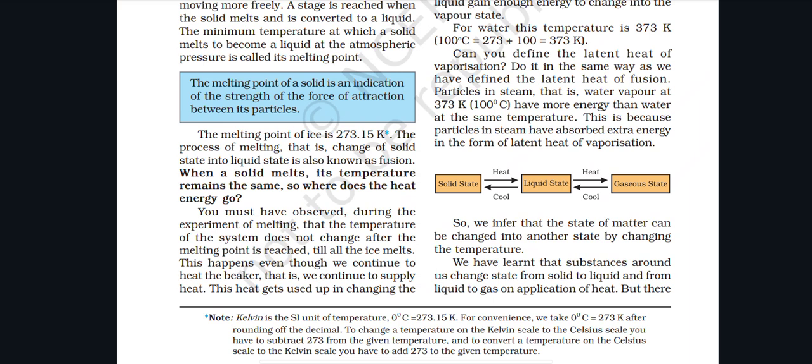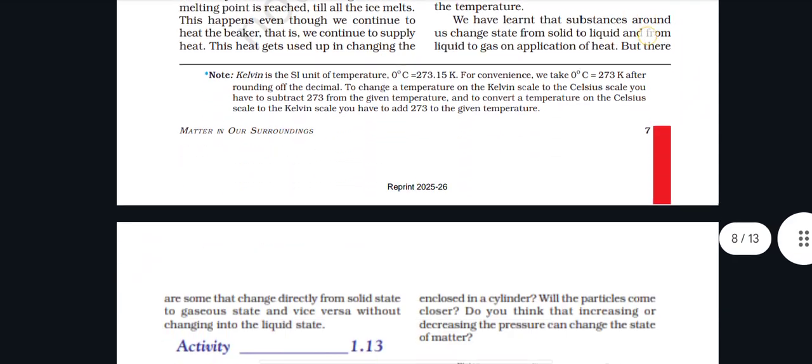Particles in steam, that is water vapor at 373 Kelvin, have more energy than water at the same temperature. This is because particles in steam have absorbed extra energy in the form of latent heat of vaporization.